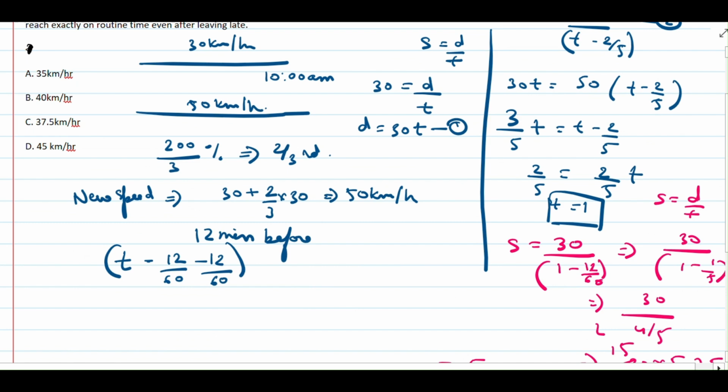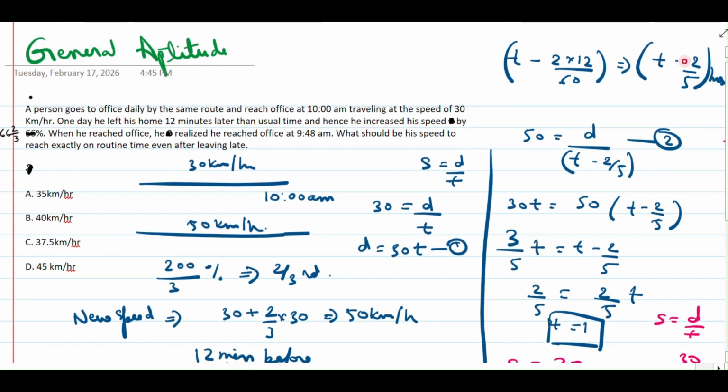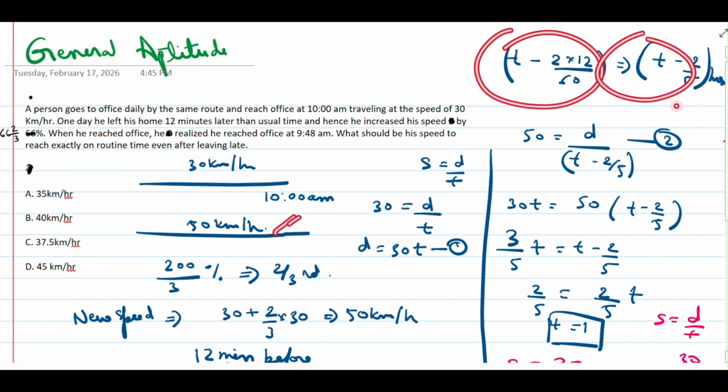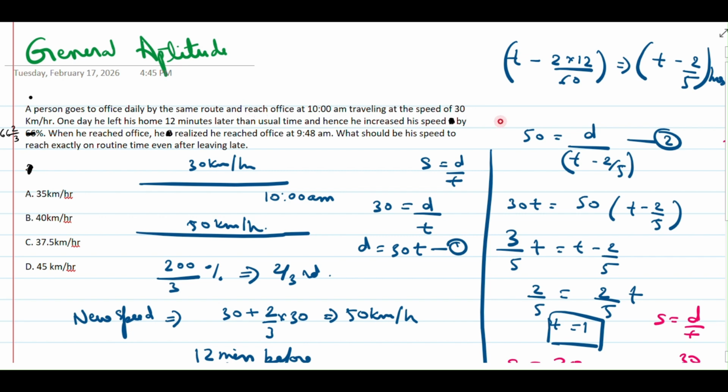Okay, moving forward with the solution. This is the time for the second trip, and we have calculated it as t minus 2/5. As we know, speed equals distance upon time. So 50 equals d divided by this time. We don't know d, but we can calculate it from the first equation, as we know the speed and the total time taken should be t. So 30t equals 50 times the second time. We are just equating equation 1 and equation 2.